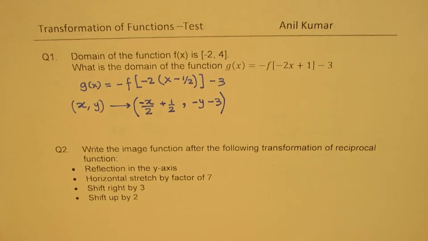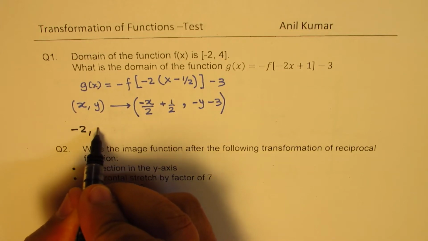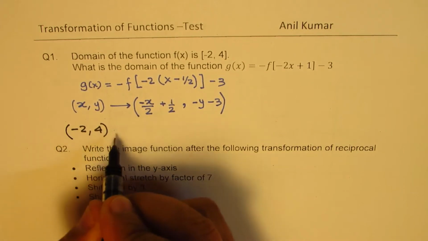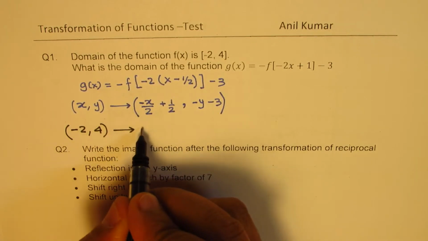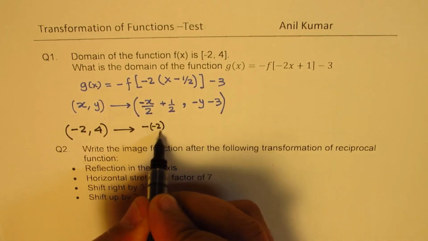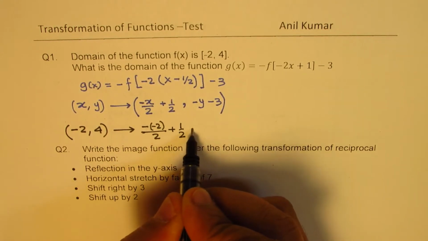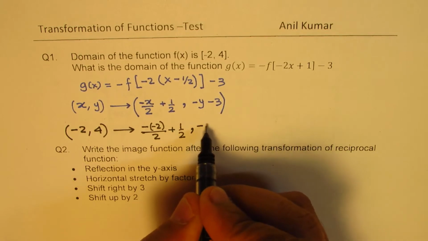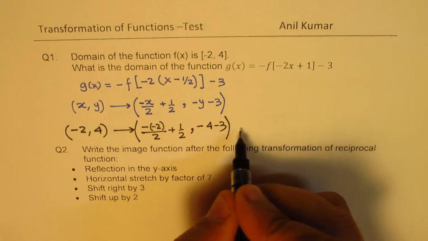Now we are going to apply this on -2 and 4, right? So the x value is minus 2 for you, it is minus 2, not 2, and 4. Now if I do this, minus 2 for x. So minus, let me write minus of minus 2 over 2, plus half, that becomes the x value. The y value will be minus 4 minus 3, correct? So that is what it will be.